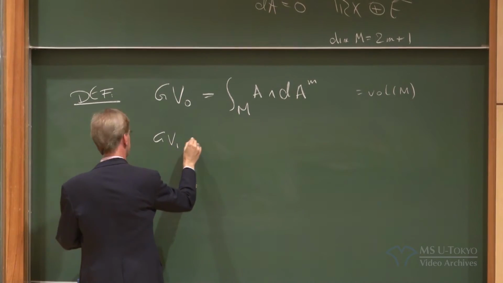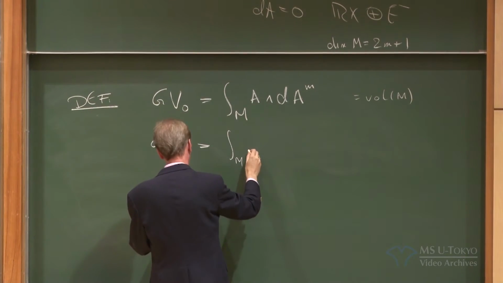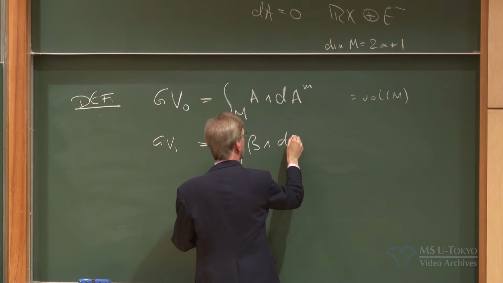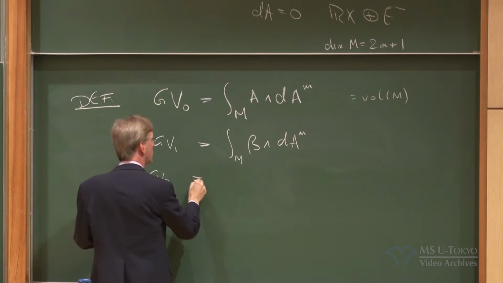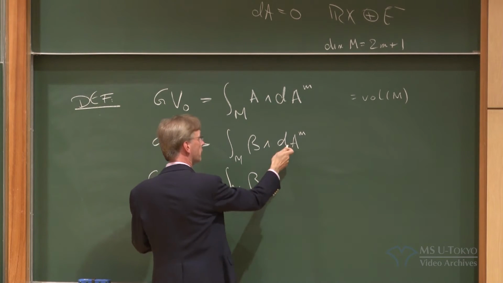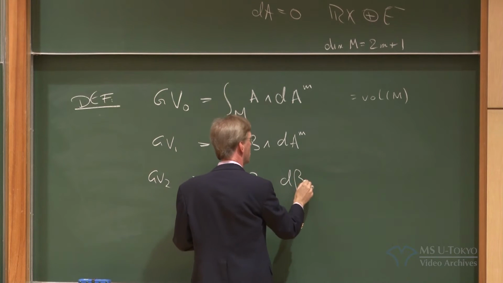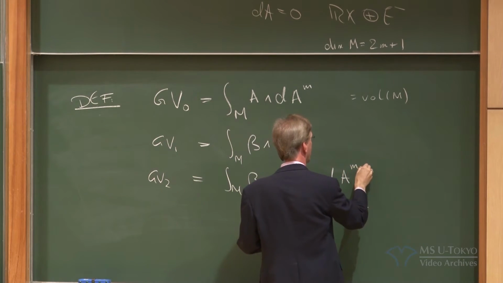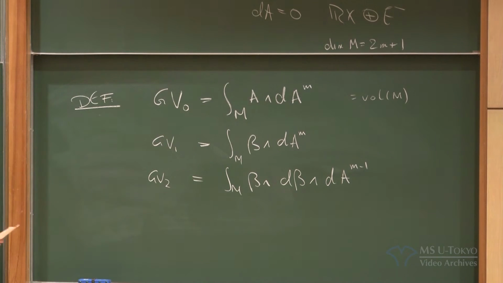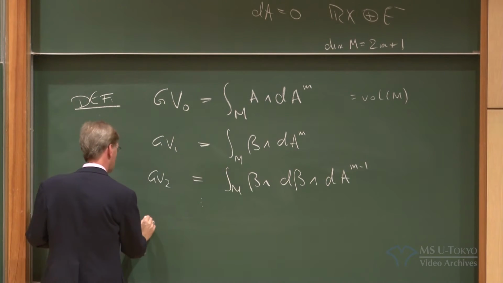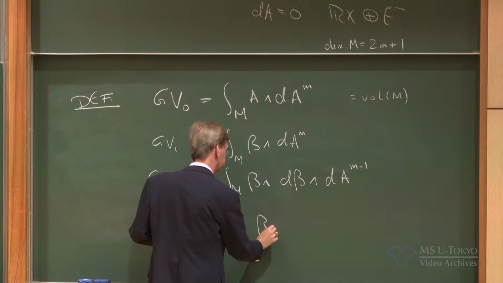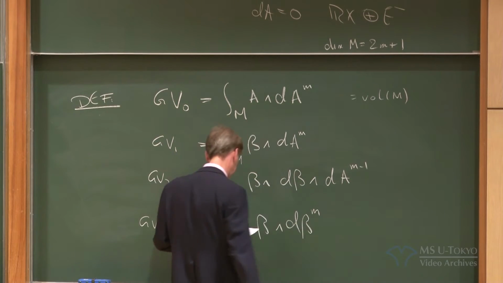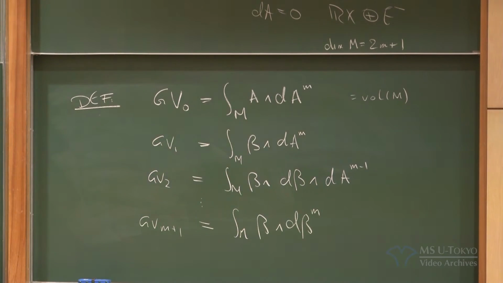Here's the next one. I replace my A, the contact form, by another one-form, which I'll presently have to give to you. But for now, that's my first class. Then there is a second one where I not only do that, but I replace one of the dAs by d beta. And I think now you can see how I'm going to go on. I'm just going to replace one by one yet another dA by another d beta. So I'm going to keep going until, in the end, with m plus 1, there are no more A's left. That's our proposed definition, which of course makes no sense until I tell you what beta is supposed to be.